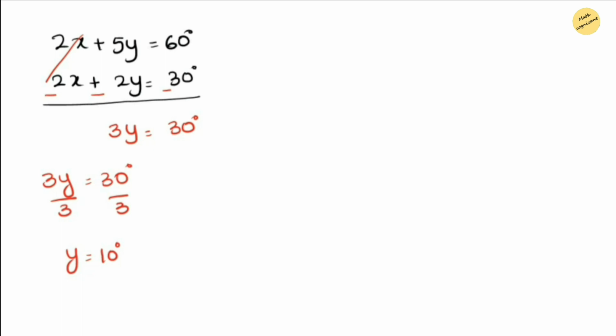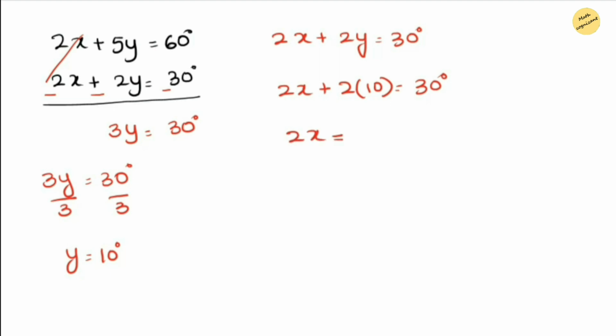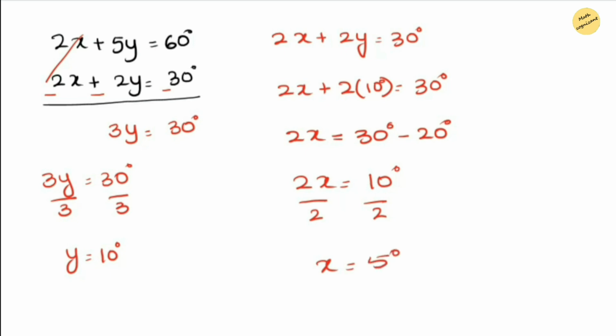Now substitute the value of y in any of these equations and then find the value of x. I have taken the second equation here. So in place of y, just write down 2 times 10. So 2x plus 20 equals 30. So 2x equals 30 minus 20, which is equal to 10 degrees. Again, it's a multiplication equation, so we need to do the opposite action, that is division. So divided by 2, x equals 5 is the final answer.